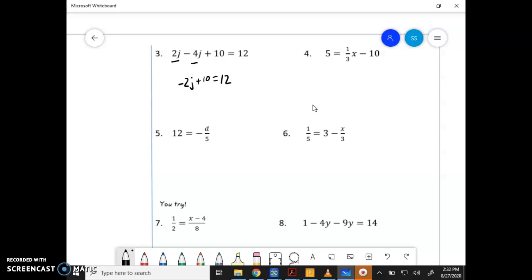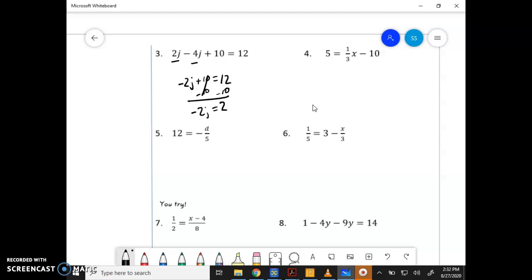We want to do the opposite operation or the inverse operation in reverse order. So I always say before we start messing with the variable, just make sure that's all you got left. Okay. So before I mess with this j, I want to get rid of this plus 10, and the opposite of addition is subtraction. So I just subtract 10 on both sides. All right, so 10 minus 10 is 0, and on this side I get 12 minus 10, which is 2. And then I just drop down this negative 2j.